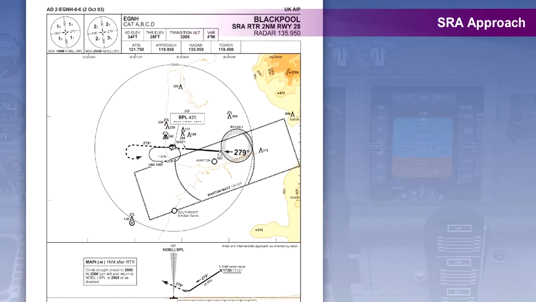Another type of non-precision approach is the surveillance radar approach, SRA. This is a non-precision approach, usually to a runway, whereby the air traffic controller provides azimuth and distance information, along with suggested altitudes, to maintain a 3-degree glide path. This approach often terminates at 2 nautical miles from the runway threshold, where the pilot will either continue for a visual landing or go around.